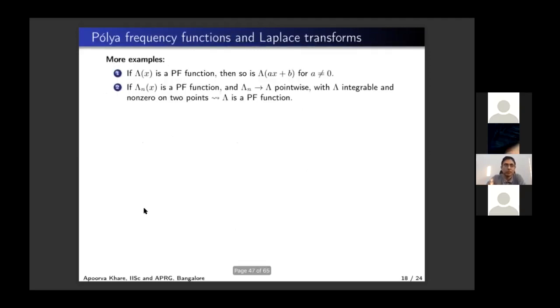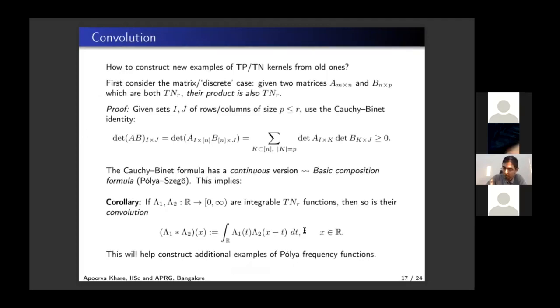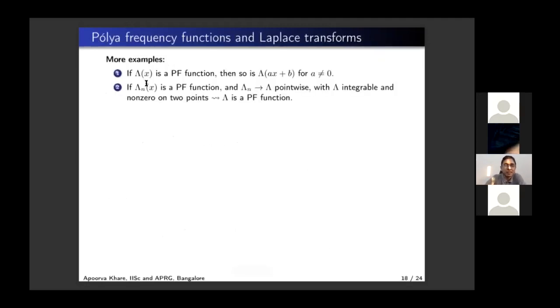So that is one recipe. One tool is to use convolution. Fourier frequency functions are closed under convolution. Here are two other tools. If lambda is a PF function, then any rescaling or change of the origin is still a PF function. That's clear, the matrices really don't change.